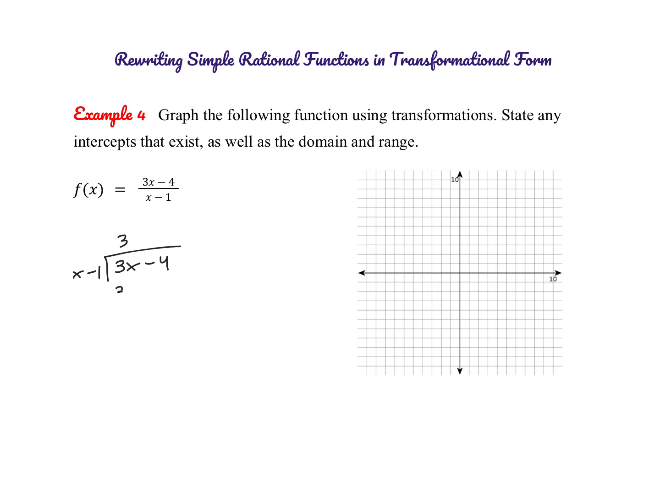So we get 3x minus 3, subtract, and then we're going to write our function like this. So we have our remainder over our divisor, and then our quotient is just 3. So usually we'd write it as 3 plus negative 1 over x minus 1, but I just flipped the order so it looks more like our transformational form.